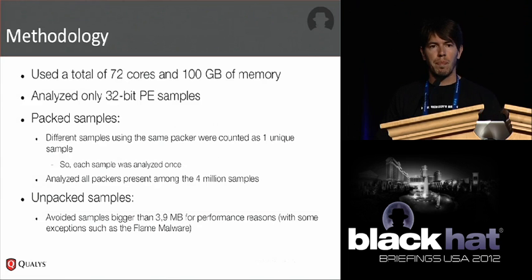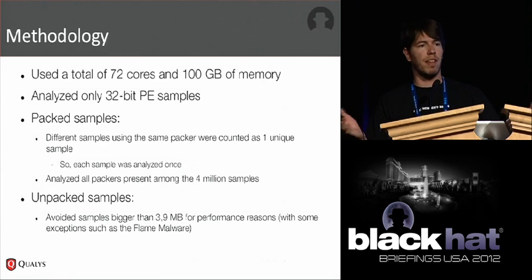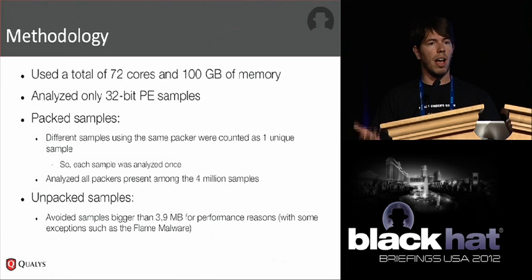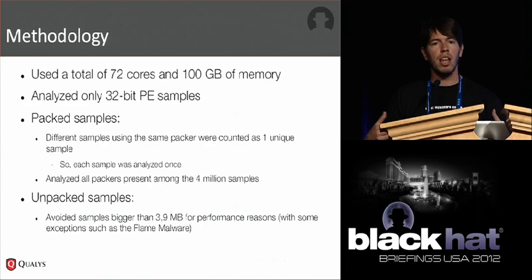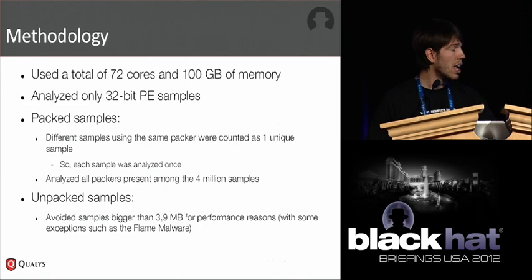For packed samples, for each version of the packer, we only consider one sample in the analysis. So when we're talking about these 4 million, for each version of the packer, we only consider one sample, even though it might have like 700,000 samples, because, as I said, we analyze it statically before unpacking, and because of that, each packer will give you the same results. So to not mess with our results, for each packer version, we only consider one.